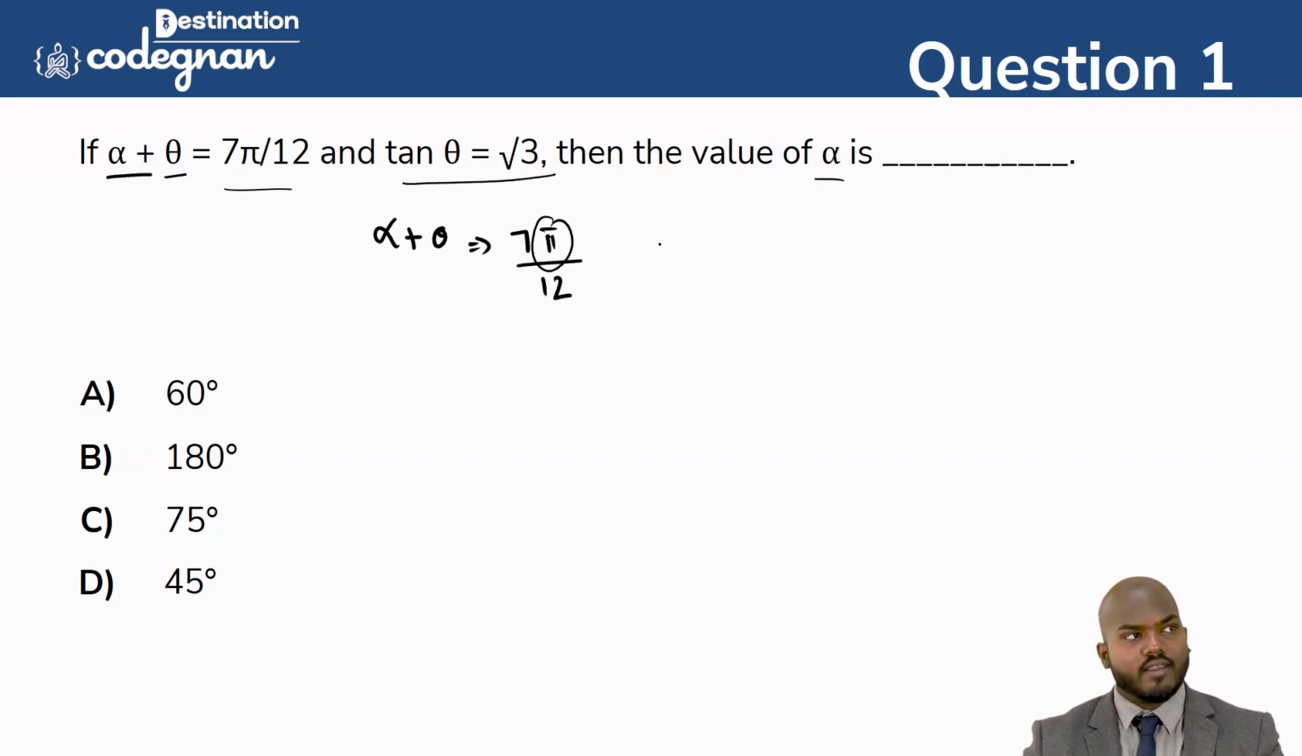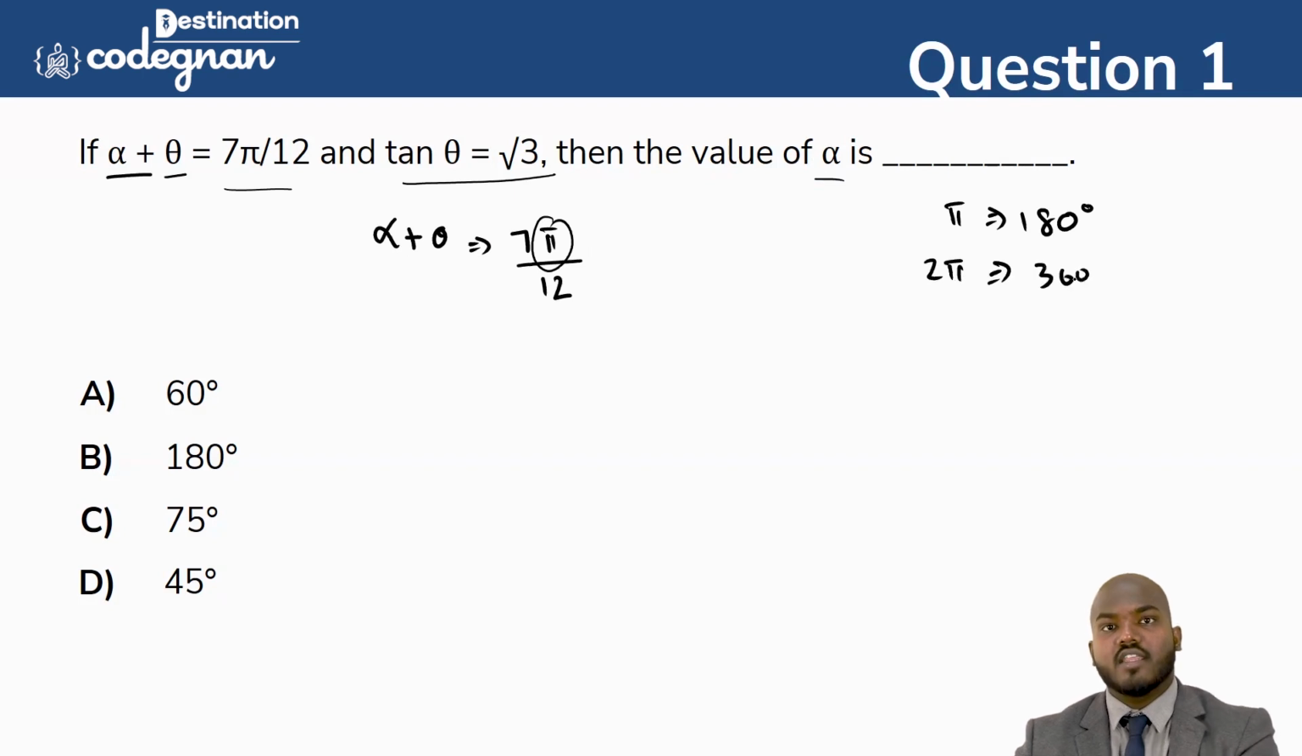What is the meaning of pi? Pi we can call 180 degrees, and 2 pi means 360 degrees. That is the meaning of pi. And pi by 2 means what? We can call it as what?